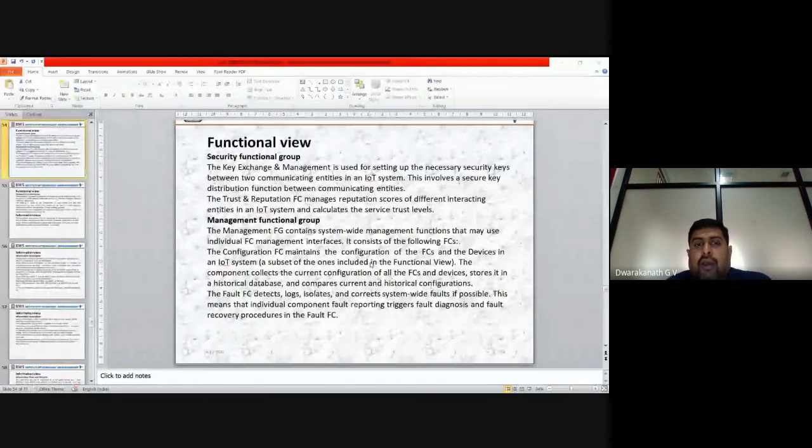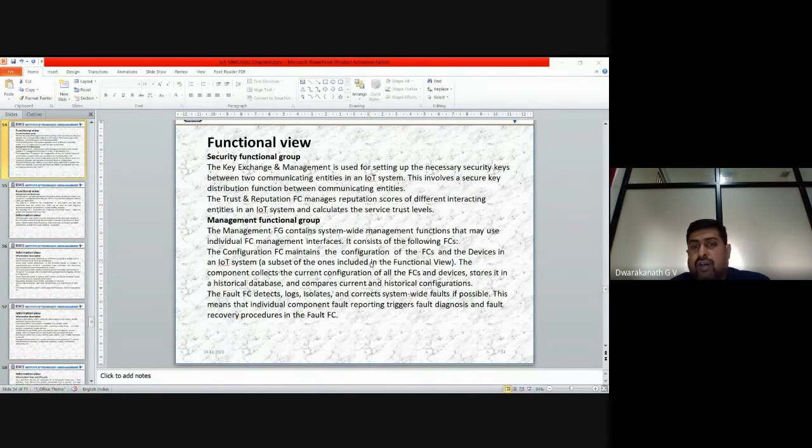Management functional group. The management functional group contains the system-wide management functions that may be used individually. Functional components, management interfaces. It consists of the following functional components. Now, what actually is the management functional group? The management functional group is needed in all the ways, starting from the IoT service stage to wherever the processing stage is, the management to the business processing, or virtual entities. In all the cases, the management functional group is needed. So we will see what are the functional components here which are essential.